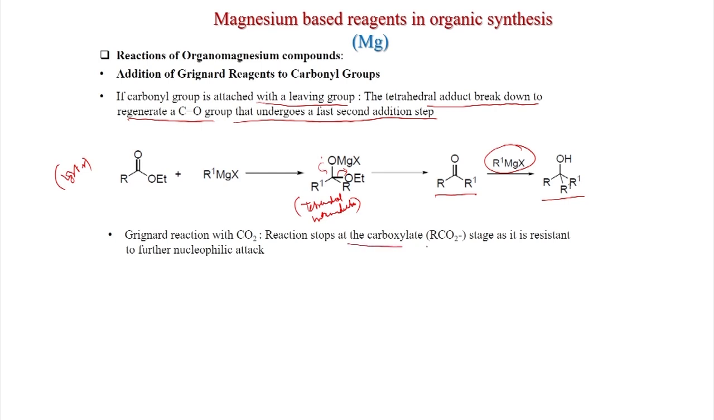The reaction stops at the carboxylate stage, at which it is resistant to further nucleophilic attack. So, this is the reaction here, this is aryl magnesium halide.